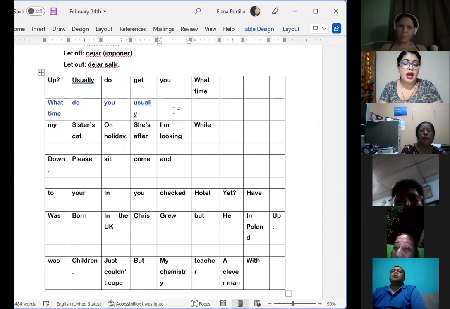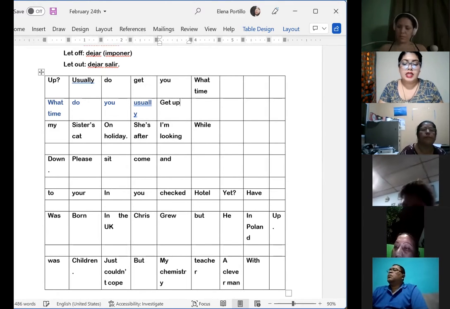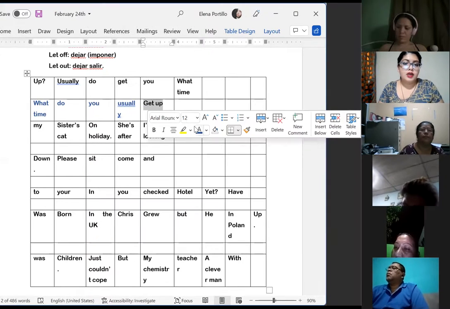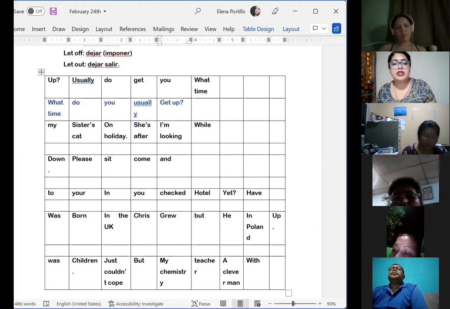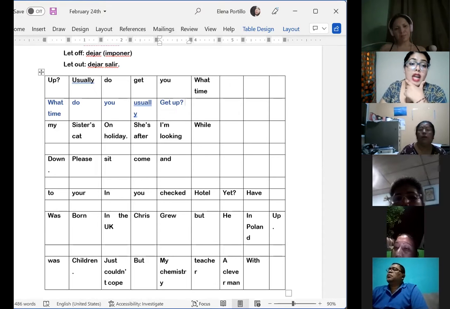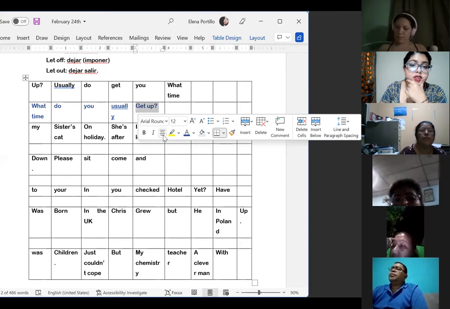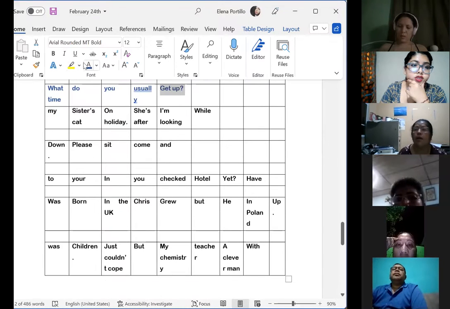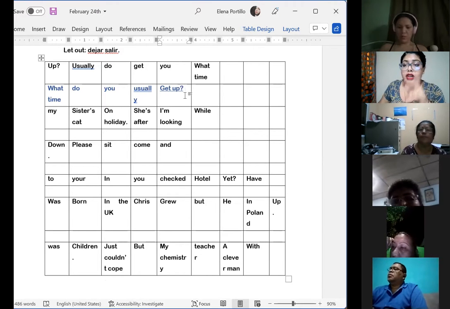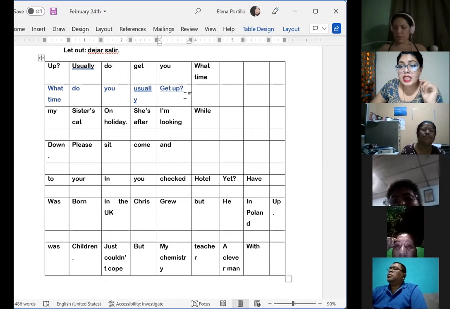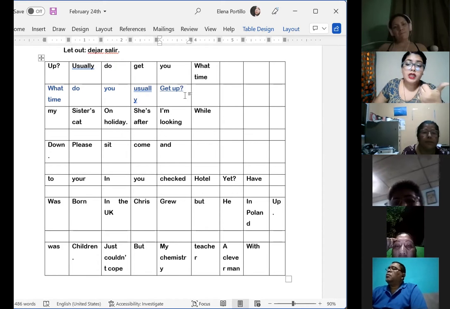Get up. Yes, get up. In this case, what is the phrasal verb or the two part verb in this sentence? Get up. It's a non-separable phrasal verb. Yes, in this case, it's not separable because they are together at the end of the sentence. And all of these phrasal verbs that we are going to use in this sentence are inseparable. Todos los phrasal verbs que vamos a utilizar ahorita no se separan, van juntos.